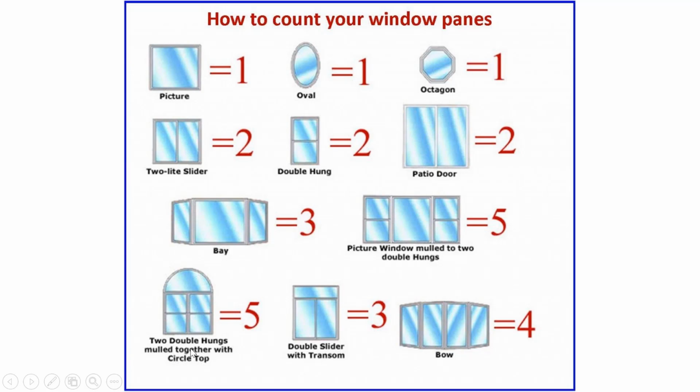Sometimes you're going to get double hungs with a circle top window. So in this case, this would be 5 pieces of glass. Some windows will come with a transom window above them. So this is also going to be considered 3 pieces of glass. If your windows look like this, it would be considered 4 pieces of glass.